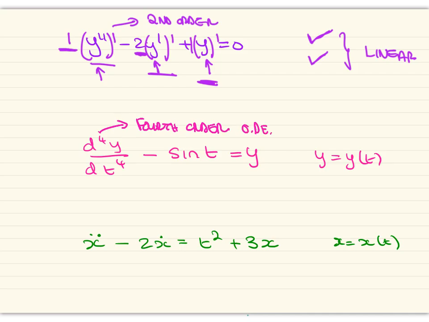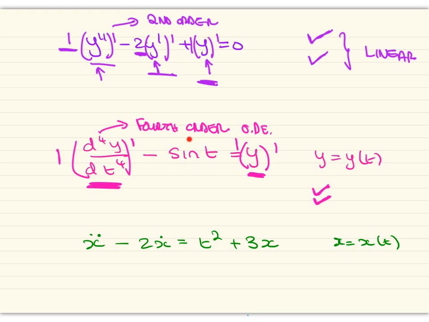ODE. In terms of linearity, the first thing is to look at all terms involving the dependent variable and any of its derivatives. The degree of those terms should be 1. The degree of both of these is 1, and so the first check is satisfied. The next thing is that we need to check the coefficients of any terms involving the dependent variable or its derivatives. Both of those have a coefficient of 1, and so the second check we have made. Now there's an interesting term here, which is sine t.